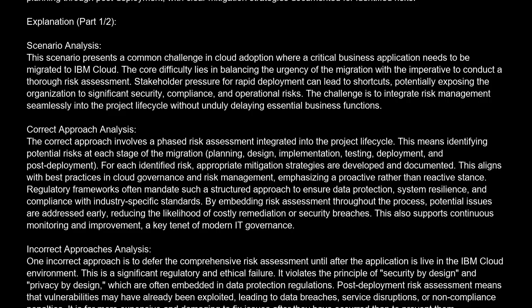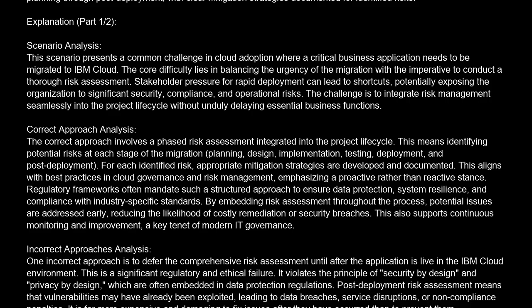Explanation: scenario analysis. This scenario presents a common challenge in cloud adoption, where a critical business application needs to be migrated to IBM Cloud. The core difficulty lies in balancing the urgency of the migration with the imperative to conduct a thorough risk assessment. Stakeholder pressure for rapid deployment can lead to shortcuts, potentially exposing the organization to significant security, compliance, and operational risks. The challenge is to integrate risk management seamlessly into the project lifecycle without unduly delaying essential business functions.